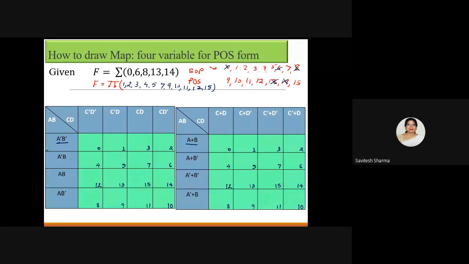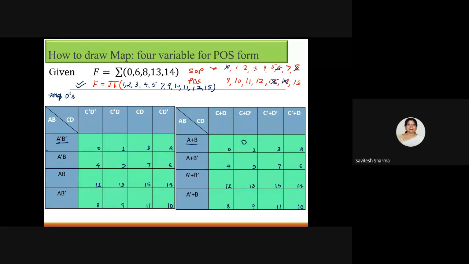And you want to obtain the POS form. So what will I do? This time I will map zeros. I will concentrate on this function, so you can map it directly here. Just see which cell number is missing and place a 0 there. So I will concentrate on zeros here. Here 1 is mentioned, so I will write 0.